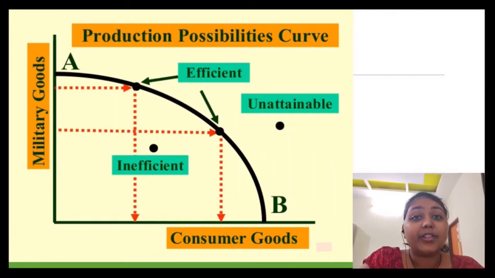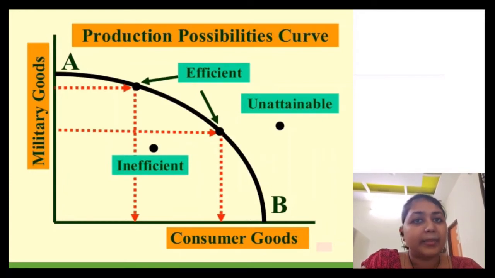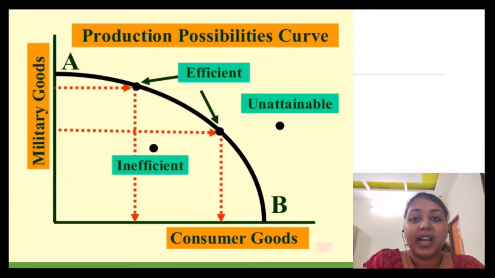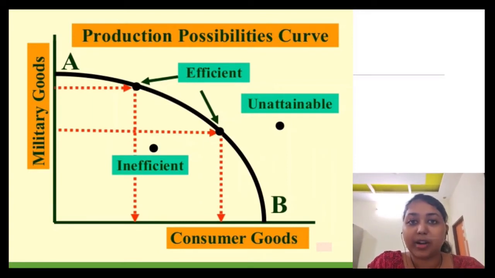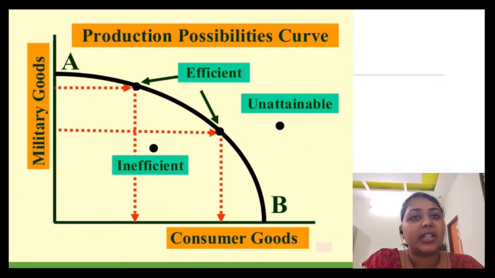And when they are just on the line, that means 100% optimum utilization of these goods is done, and that means there is efficient production of the resources in the economy using the technology that's available. So the points on the curve AB show us that efficient production is being done in the economy.